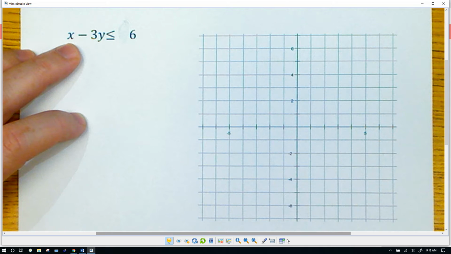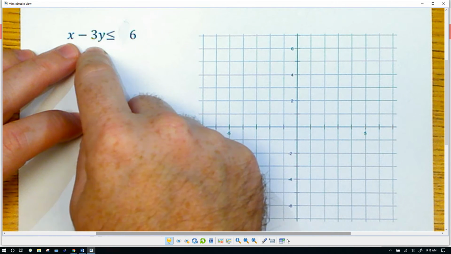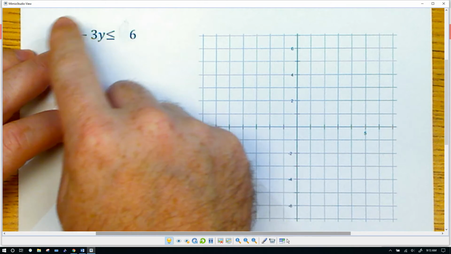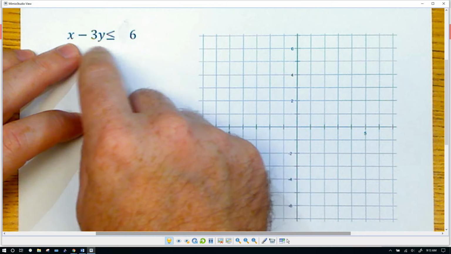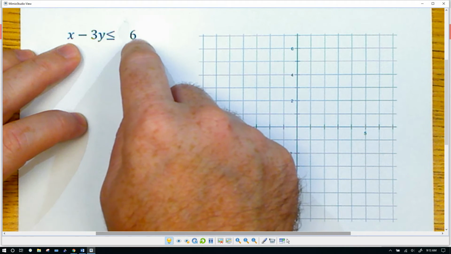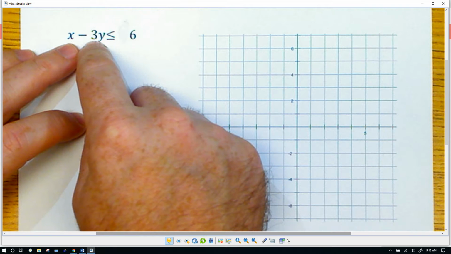In this video, we're going to graph linear inequalities. This is in standard form because x and y are on this side of the inequality. So what we need to do is get it into slope-intercept form, where x goes on the right side and y is all by itself. So we need to get rid of the -3 that's in front of it.